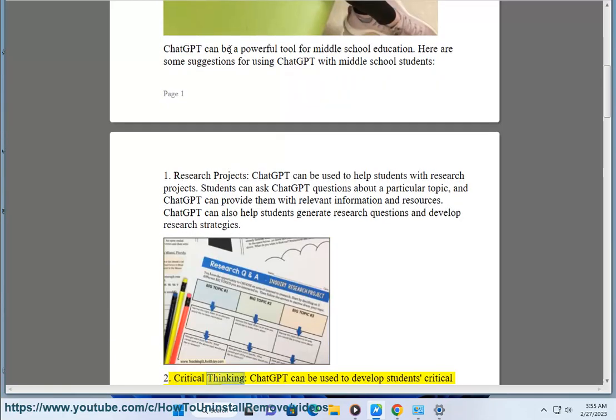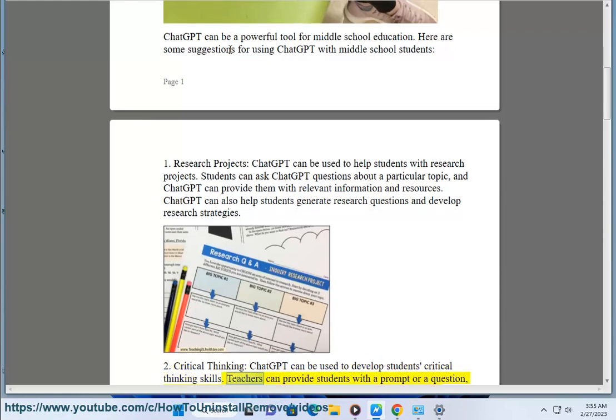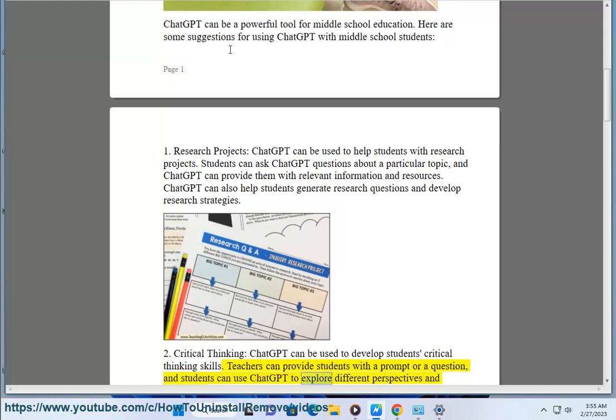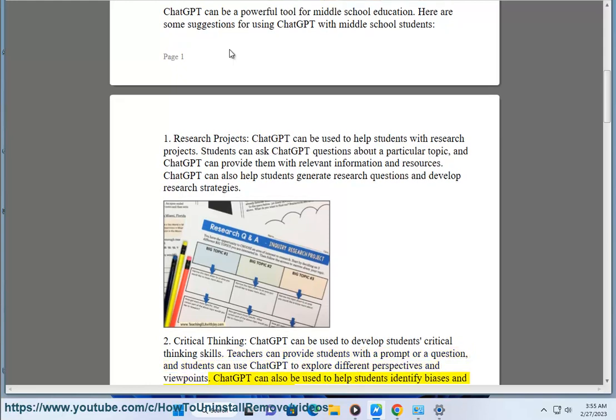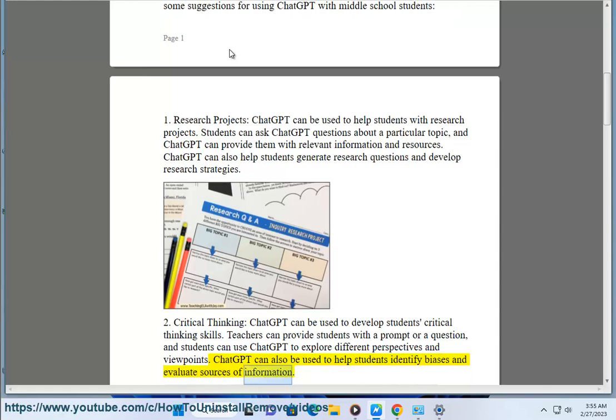2. Critical thinking. ChatGPT can be used to develop students' critical thinking skills. Teachers can provide students with a prompt or a question, and students can use ChatGPT to explore different perspectives and viewpoints. ChatGPT can also be used to help students identify biases and evaluate sources of information.